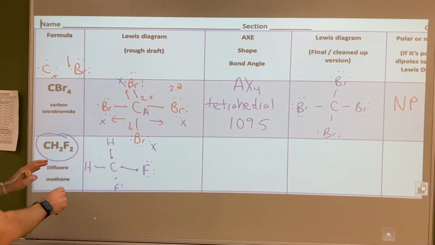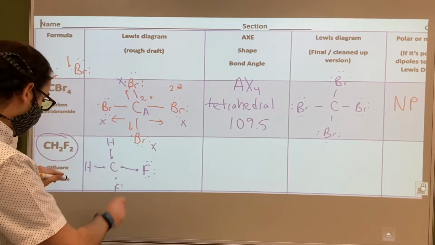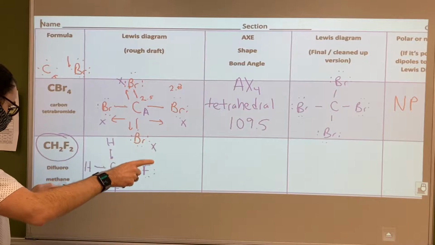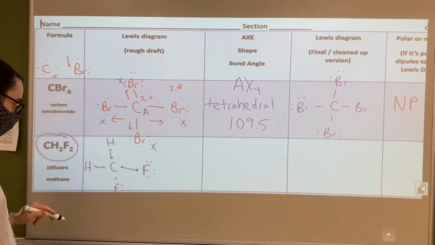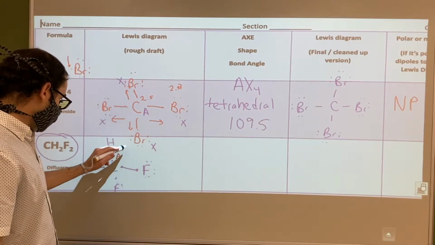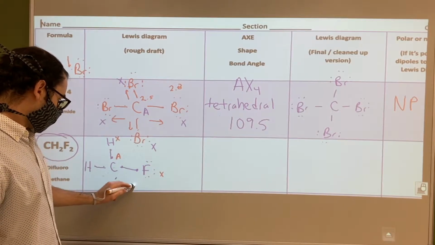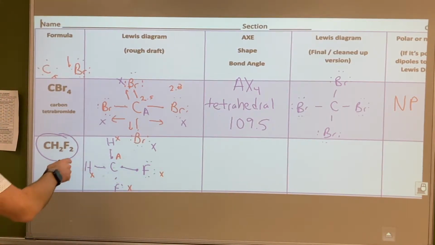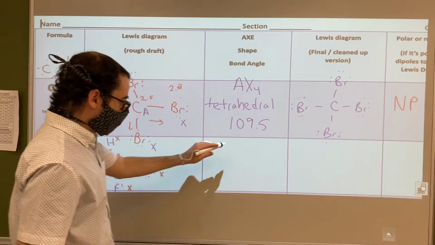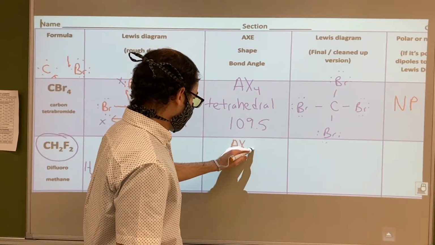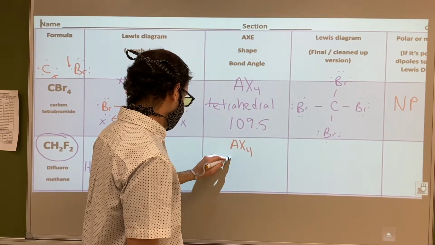All right? Okay. Let's do all the AXE stuff, and then we'll jump onto the other side to figure out if it's polar or not. So first of all, we have an A, X, X, X, X. Just like above, it's going to be the same. It's AX4. It's going to be tetrahedral.